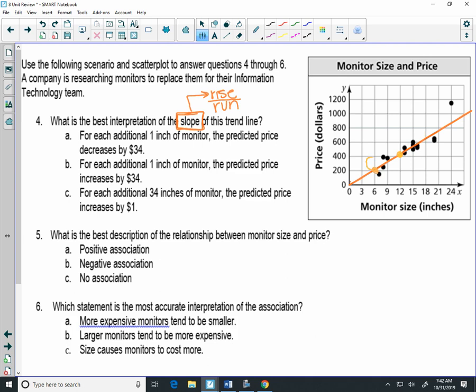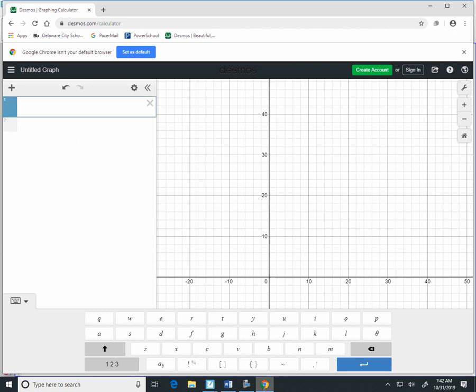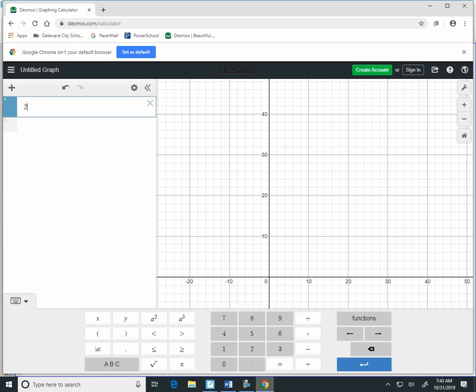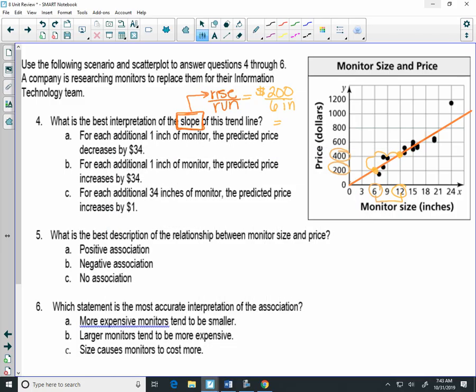So here it looks like I'm going up 1 unit, but 1 unit is from $200 to $400. So there, I'm going up $200. And then over from 6 to 12. So from 6 to 12, that's 6 inches. So if we do 200 divided by 6 in decimals, you can clear out. I said always start with a clean screen. 200 divided by 6, we get 33.33. So now that $34 number kind of makes sense.